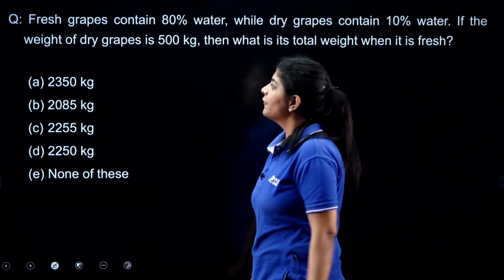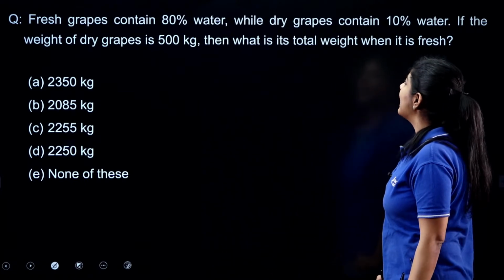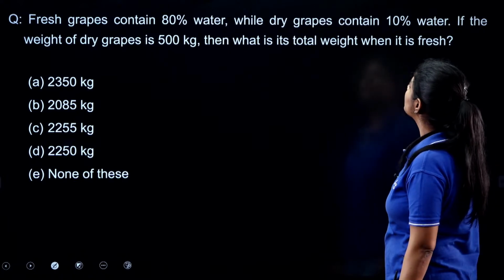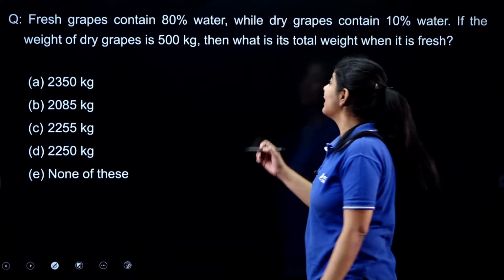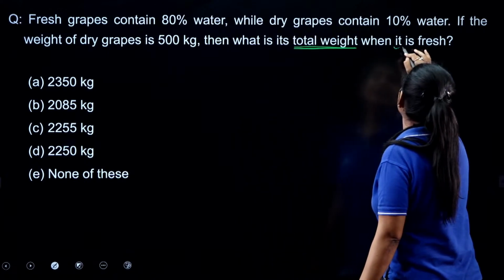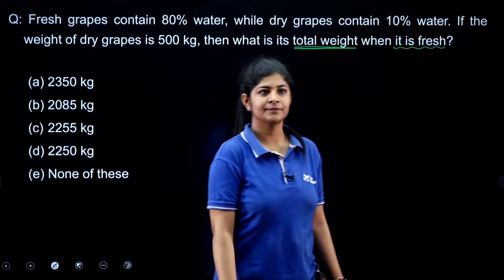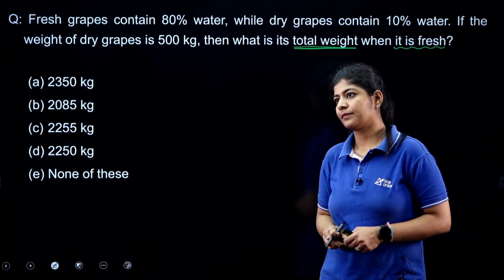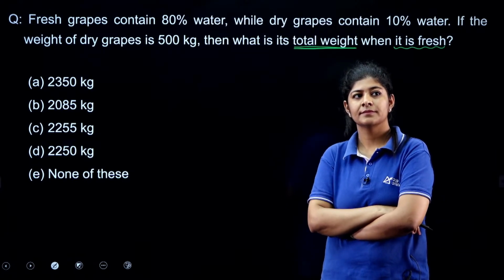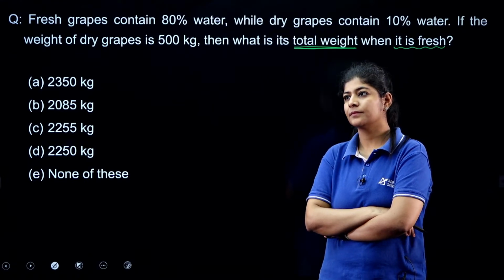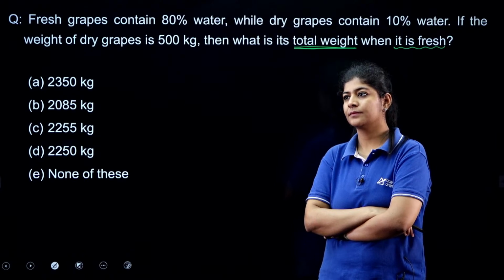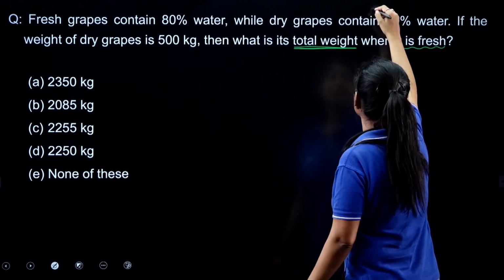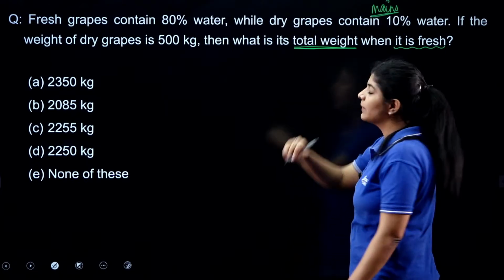The next question says that fresh grape contains 80% water while dry grape contains 10% water. If the weight of dry grape is 500 kgs, then what is the total weight when it is fresh? What we have to do? Again, we have to calculate the total weight only, but when they are fresh. So how are we going to calculate this? It's a very simple one. This question is from the mains examination, and the previous one was also from the mains examination.